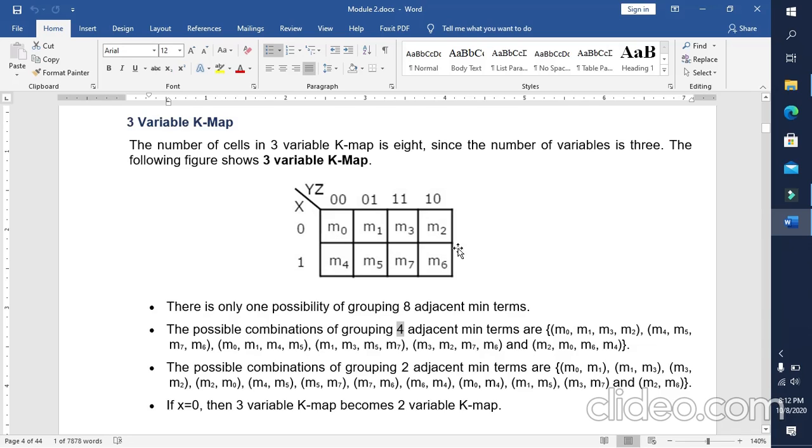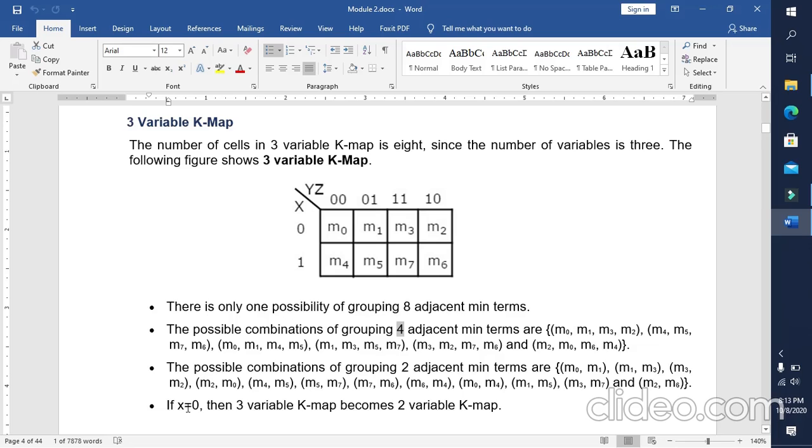Question, Ma'am, are M2, M6, M4, and M0 adjacent? The answer is, in a three-variable map, imagine that you are flipping a paper. Your paper has 8 cells. If you are going to flip it, you bring the end to end of the paper. So, M0 and M2, M4, and M6 will touch each other. So, therefore, they are adjacent. That's why you can group M0, M2, M4, and M6.